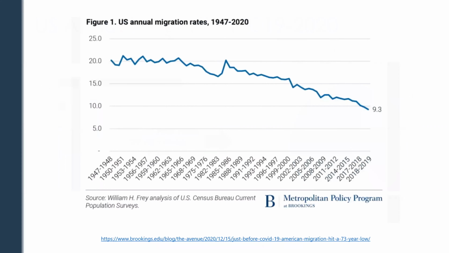If we look at this trend over time, this goes back to 1947. It was like 20% of these migration rates. Now it's 9.3. We can see that it's kind of steadily declined over time. So fewer people are moving compared to previous years, as we see there.